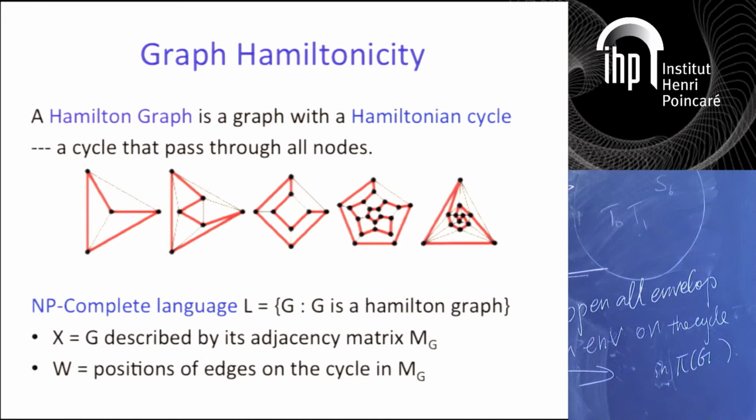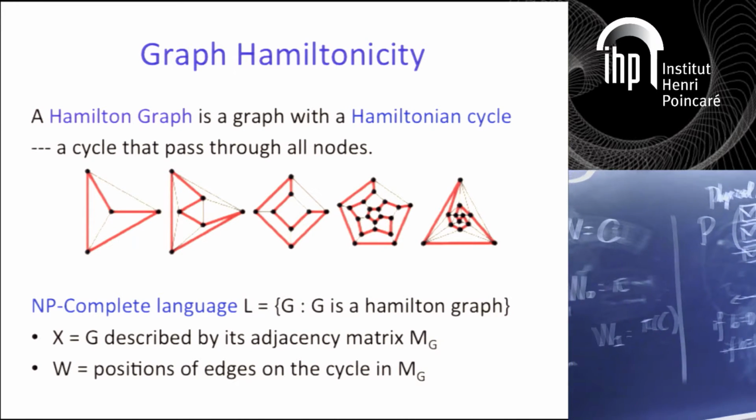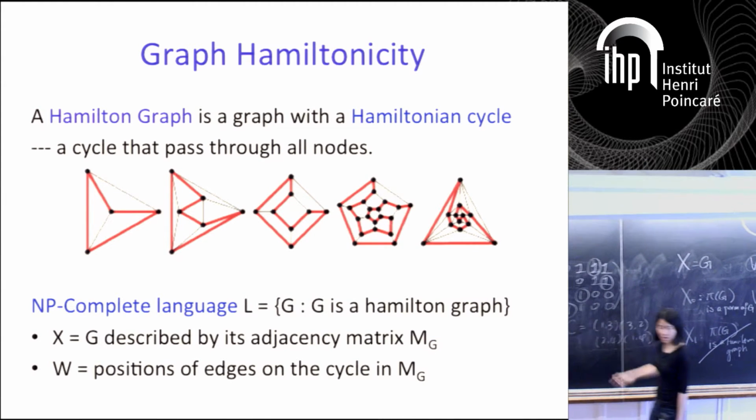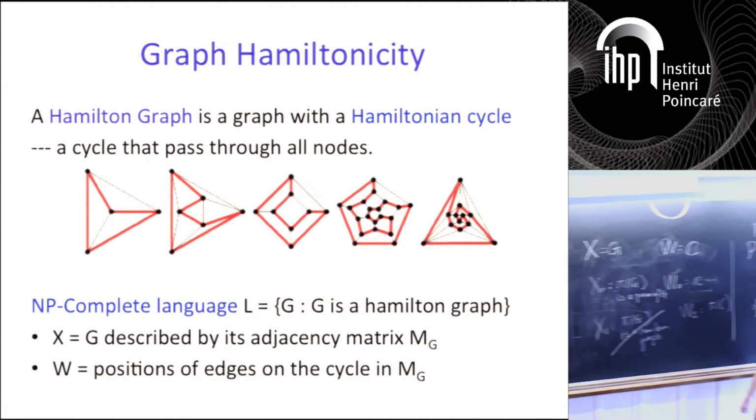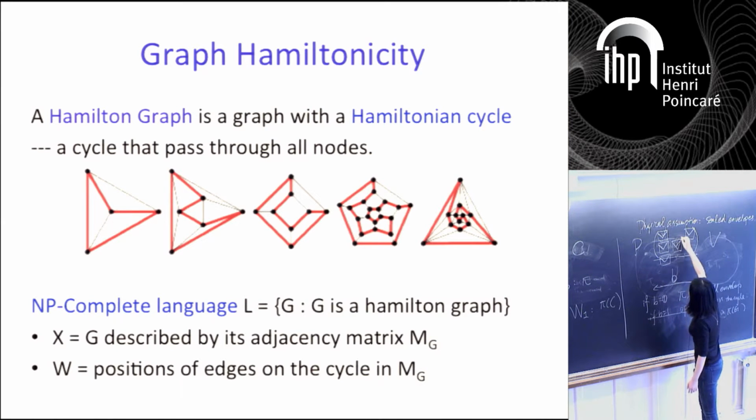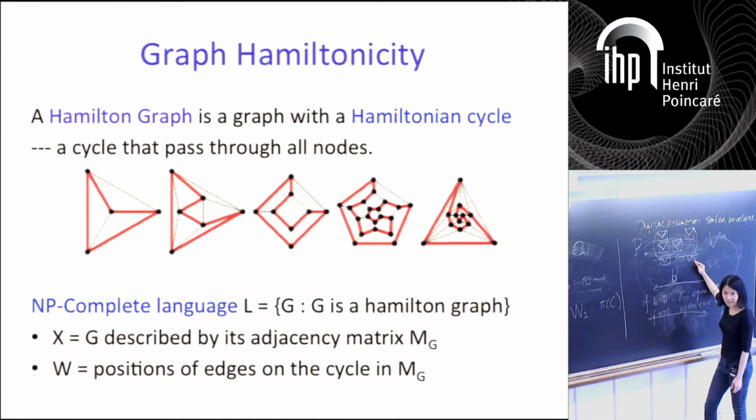Remember that whenever we have a cycle, it simply corresponds to some entries in the adjacency matrix. So how do I open up to a cycle? Well, I know the position of those edges that are on the cycle, and I simply open only these envelopes. So in the end, you will see that a few of those envelopes are opened, the others remain sealed. The verifier can easily check whether these open envelopes correspond to a cycle in the graph or not.